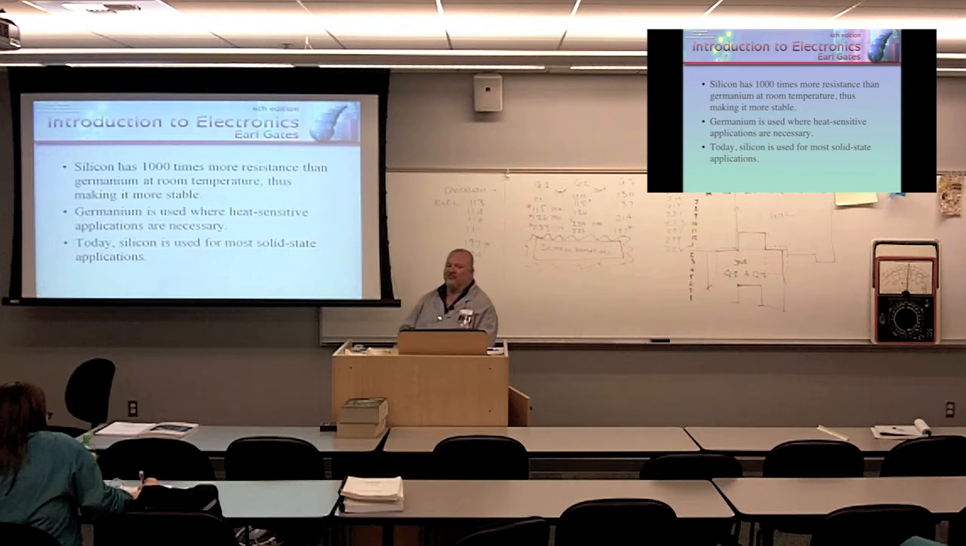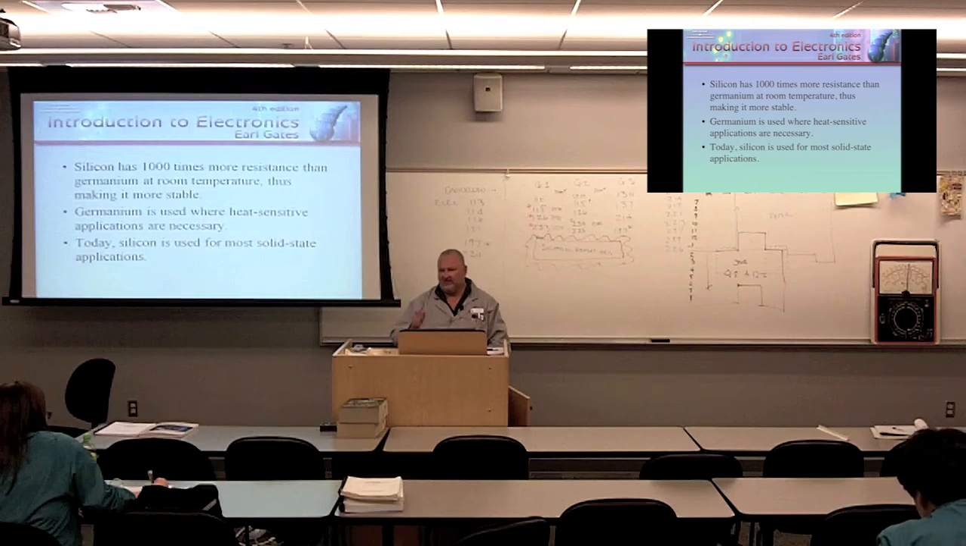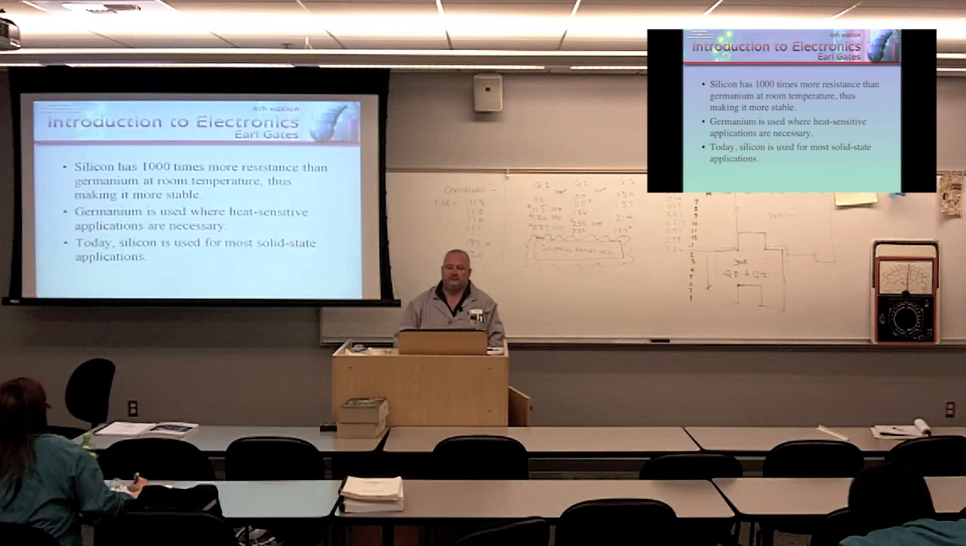Silicon has 1,000 times more resistance than germanium at room temperature, thus making it more stable. Germanium is used where heat-sensitive applications are necessary. And today, silicon is used for most solid-state applications. Silicon is really the big material that's used out there. That's why there's Silicon Valley. Have any of you ever heard of Germanium Valley? Or Carbon Valley? Carbonado, down by Mount Rainier. That's a little bit different, though.